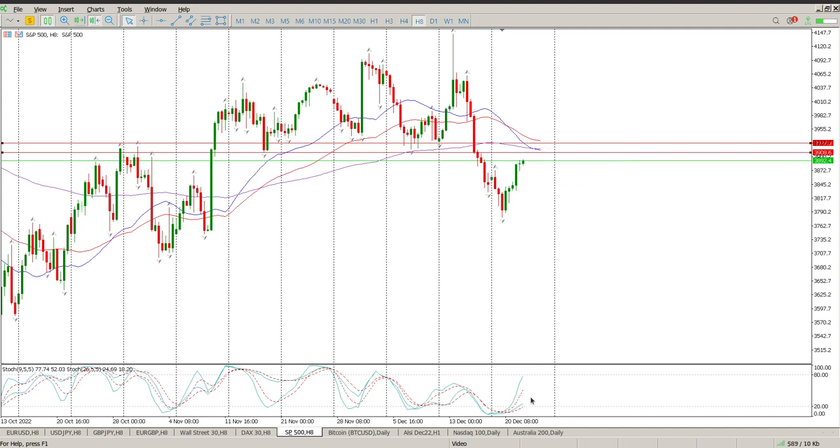Pay attention to the oscillators here. They are separating as well. If they cross over like that, we've got a pretty big move to the downside brewing.